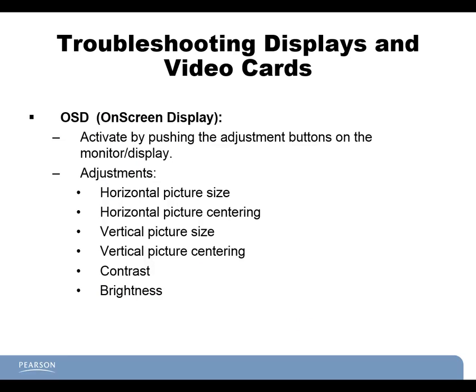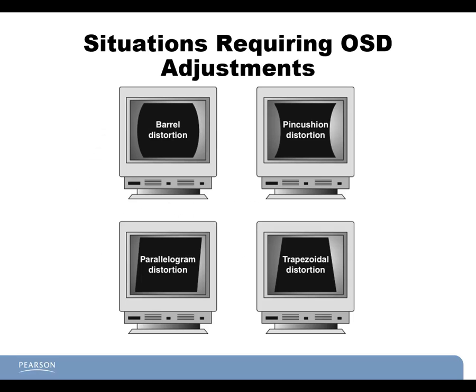So if you have to do some troubleshooting, one of the things that you can usually do is adjust the on-screen display settings. Things that you can adjust there are the horizontal size and centering and the vertical size and centering. You can also change the brightness and the contrast. Generally, if you're not getting a good display, maybe it's too far up off the screen, you can make these little tweaks and it'll get the screen back where it needs to be.